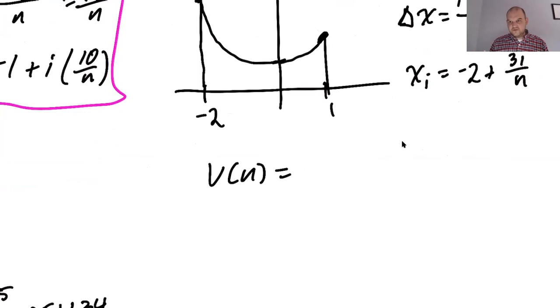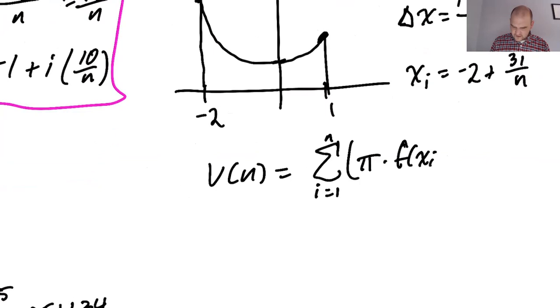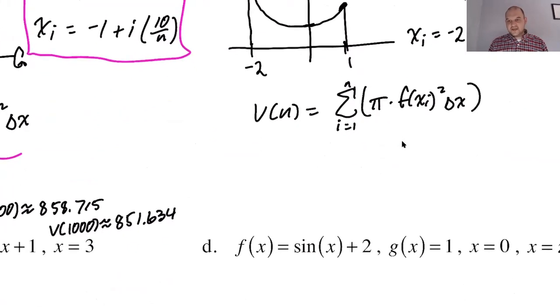This is an approximation of the volume using n subintervals. It's going to be the sum from i equals 1 to n of pi, the radius, which is f of x sub i, squared, pi r squared, and then the height, which is delta x. All right, let's use a calculator.